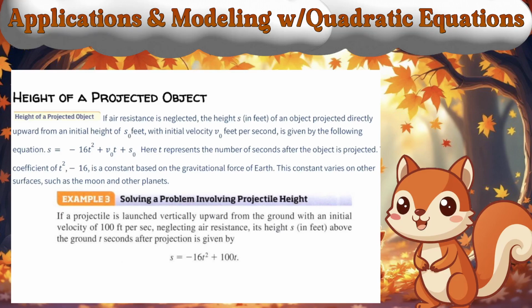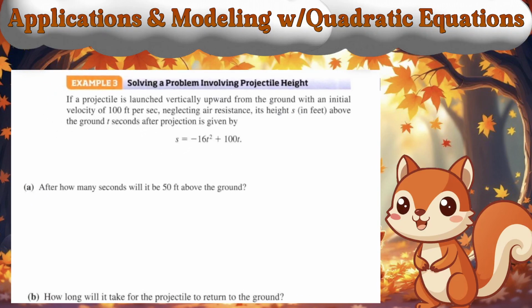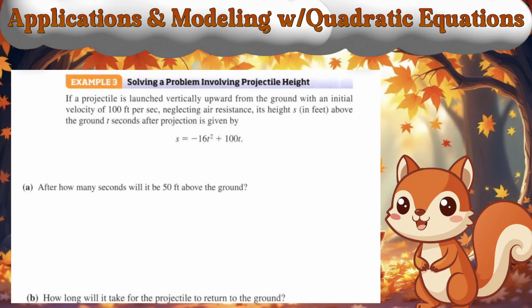So let's get into the word problem. So here we go. If a projectile is launched vertically upward from the ground with an initial velocity of 100 feet per second, neglecting air resistance, its height S in feet above the ground t seconds after projection is given by S equals negative 16 t squared plus 100 t.